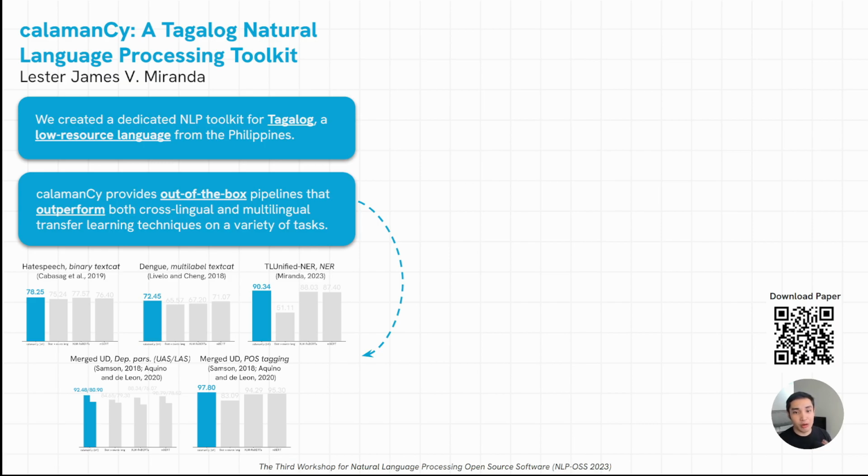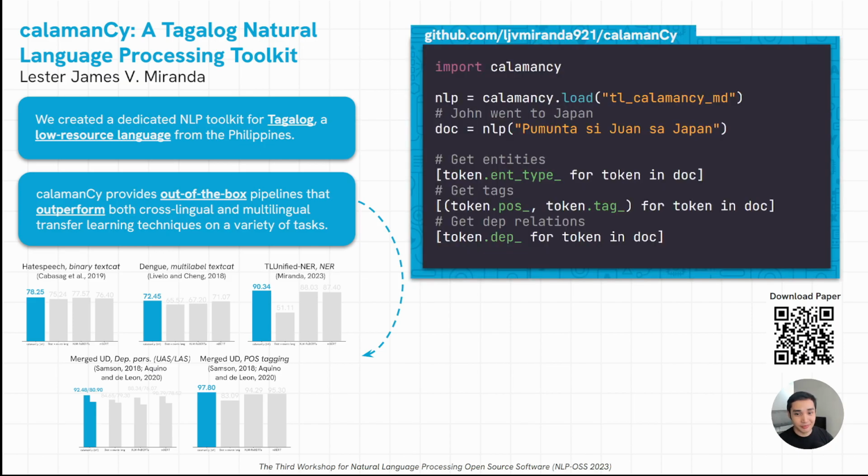We then benchmark our pipelines across a variety of Tagalog datasets, and it remained competitive against cross-lingual and multilingual transfer learning techniques. Normally, these are the techniques you would reach for if you want to build a decent NLP model for the language. But now, you can skip thinking about which source language to use, you can skip fine-tuning large transformer models, and you can just use the more lightweight and efficient calamanCy pipelines. The charts below show our performance against these techniques, and you can see the full results in the paper.